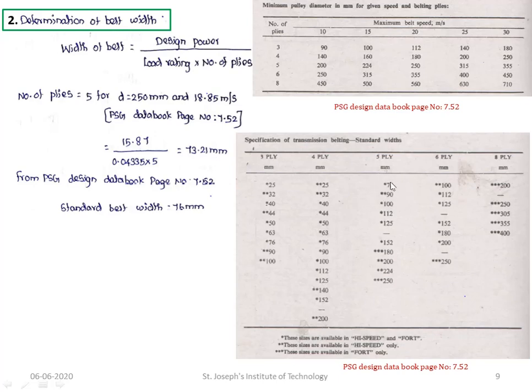In addition, they have given single star, double star and triple star. Single star means it is available for both high speed and port application. Double star means it is applicable only for high speed. Triple star means it is only applicable for port. Here 76 has a single star, so you can take it for high speed and port application. So my standard belt width is 76 millimeter.